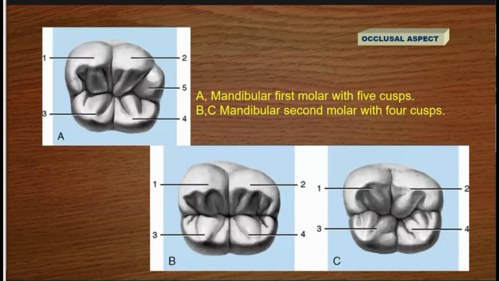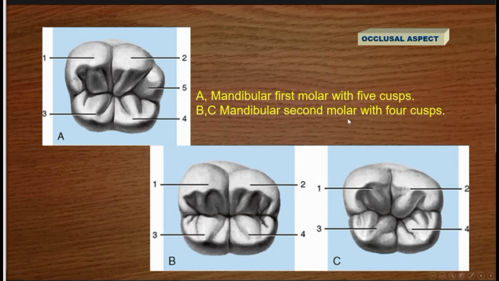The mandibular first molar with 5 cusps. You see, this is the mandibular first molar. 1, 2, 3, 4, 5 cusps. Okay. Mesiobuccal, mesiolingual, distolingual, distal, distobuccal, all 5 cusps. But you see the B and C, mandibular second molar with 4 cusps. You see, mandibular second molar with 4 cusps, two varieties. One is a straight cross. But usually this variety is seen. We are not describing the varieties. We are telling 4 cusps straight cross.